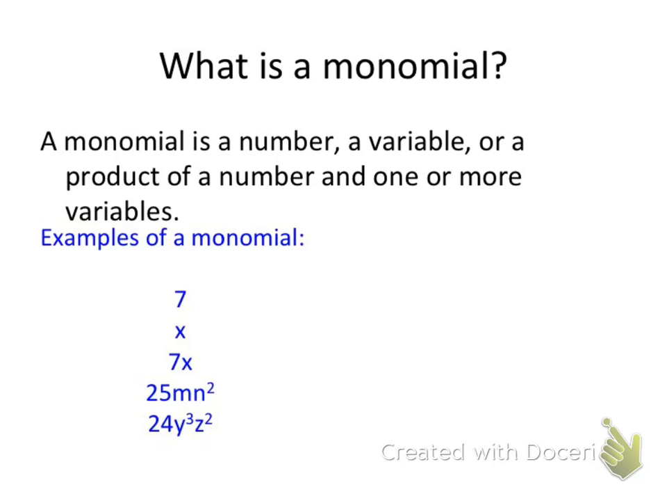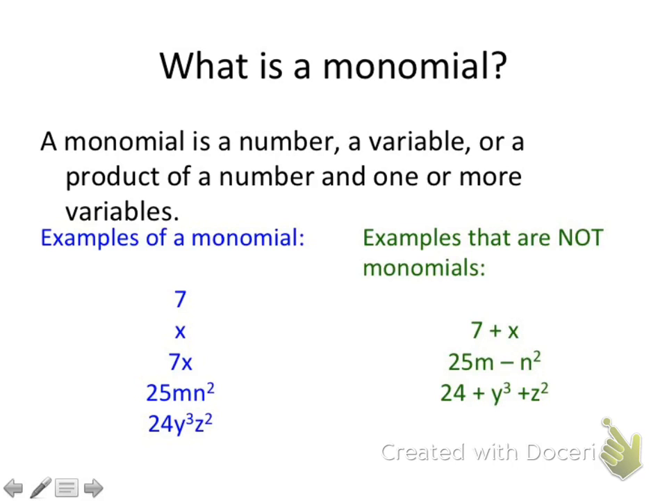A product of a number and one or more variables could look like 7x or 25mn squared or 24x or y cubed z squared. Those are all monomials because the relationship between the numbers and the variables are all multiplication.